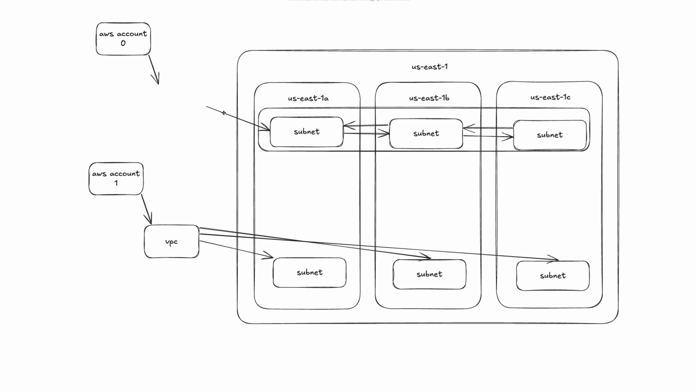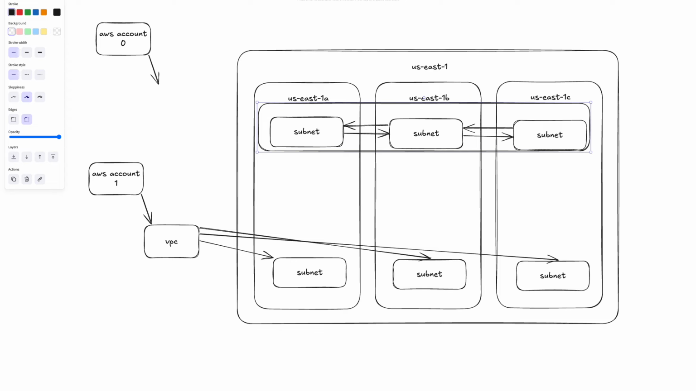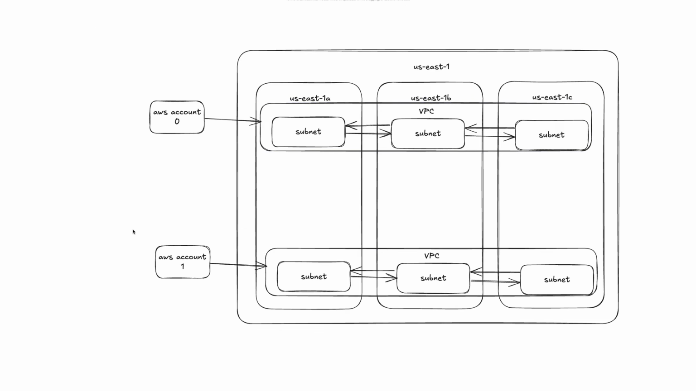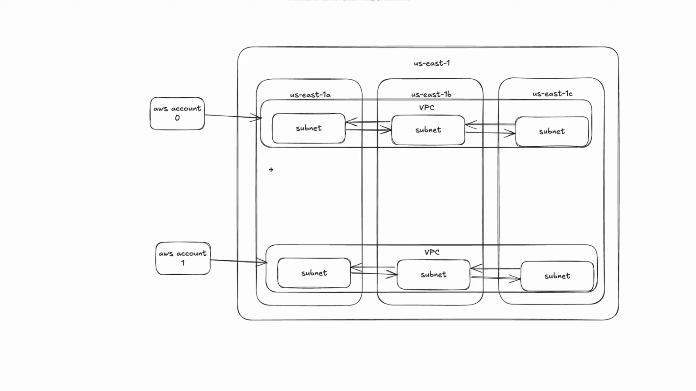Now you know what a VPC is. A VPC is just this box that connects multiple subnets together. The same happens with another AWS account. This VPC creates an isolated networking scope for the subnets, and this is how it works within an AWS region. However, each account can have multiple VPCs. We are not limited to one VPC. We can create as many VPCs as we want.